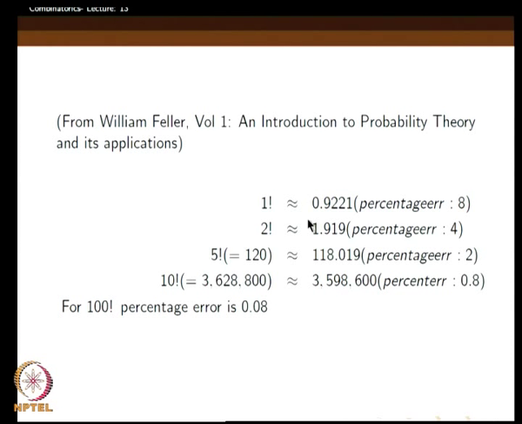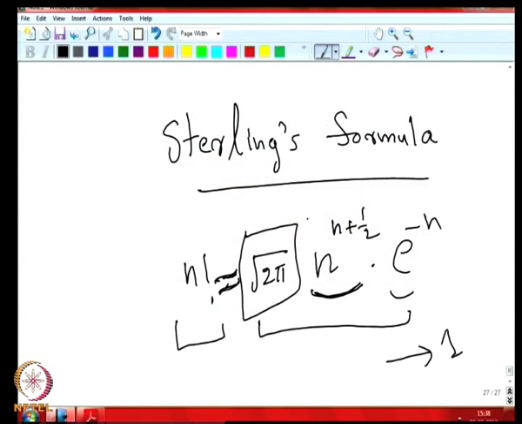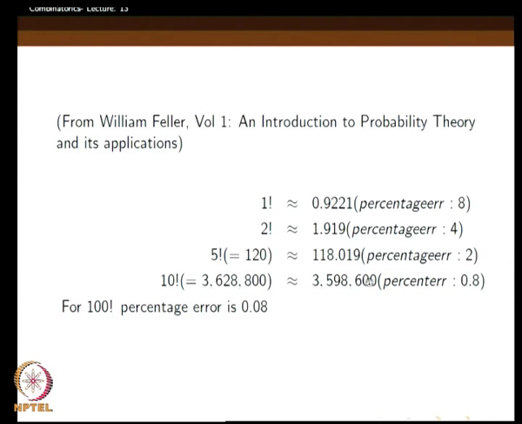He has given these values for 1 factorial. For instance, if I put n equal to 1 and evaluate the other side, that means root 2 pi into n raised to n plus half, so 1 raised to 1 plus half, into e raised to minus 1, then it is like 0.9221 approximately.